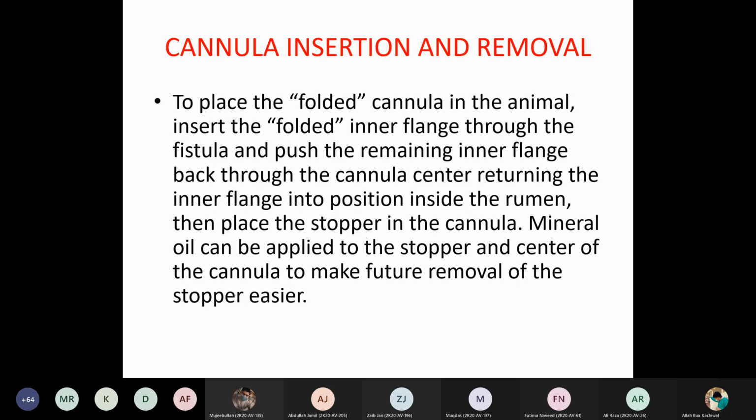suturing. To place the cannula, insertion and removal: to place the folded cannula in the animal, insert the folded inner flange through the fistula and push the remaining inner flange back through the cannula center, returning the inner flange into a position inside the rumen. Then place the stopper in the cannula. Mineral oil can be applied to the stopper or center of the cannula to make future removal of the stopper easier.